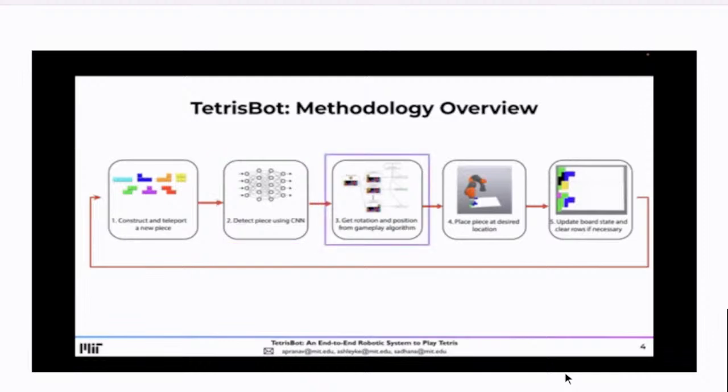Once we figure out what piece we have, we can then use our gameplay algorithm, which will determine what the optimal position is to place that piece on the board. That's using heuristics like the height of the board after any line clears after that placement, or the actual placement on the board of that piece, like how low that piece can go. These are heuristics that are used by players that are playing Tetris, and we felt that they would be effective at teaching the robot how to play Tetris effectively. For the final 2 steps, we go a bit more into detail in the next 2 slides.